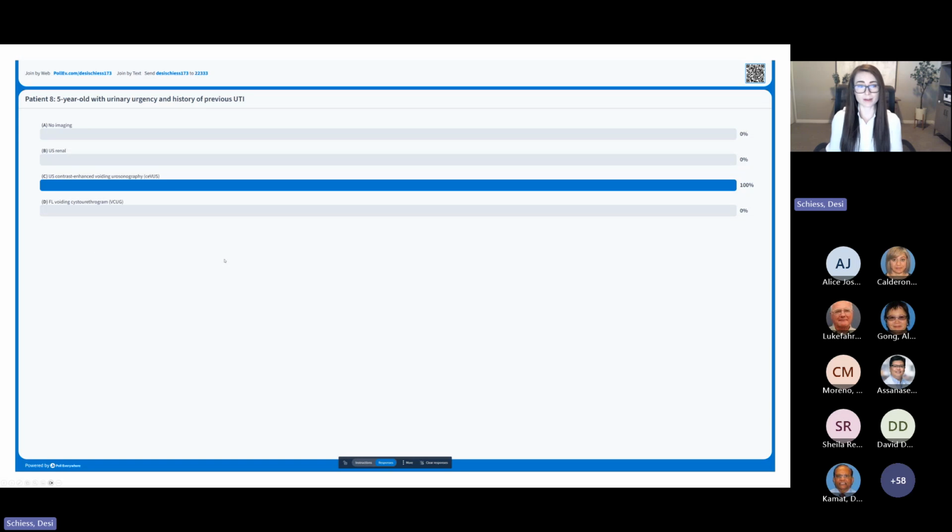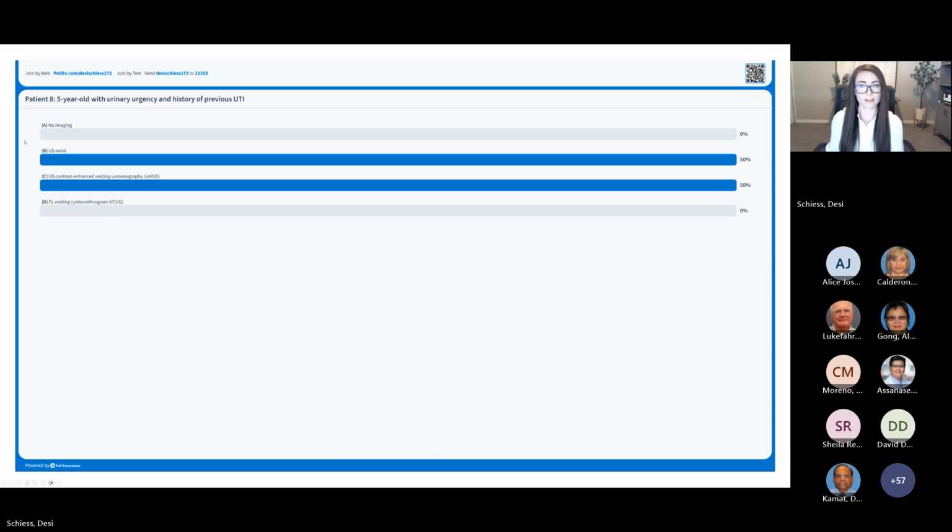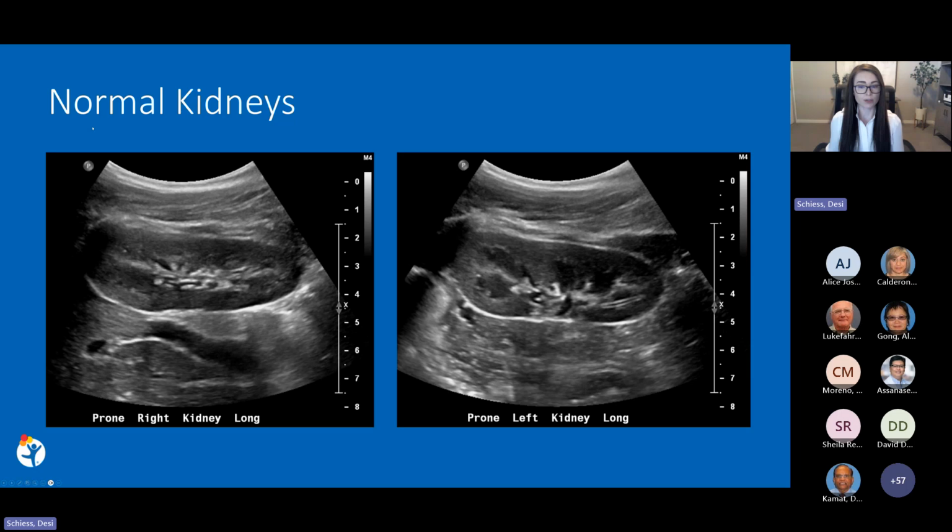All right, we've got some takers for CVUS. That's awesome. Any other thoughts? Okay, renal ultrasound, very nice. So this patient actually did not really require any imaging due to it being a first-time UTI. This patient, of course, got a renal ultrasound anyway, and what we are seeing here are just the normal kidneys.